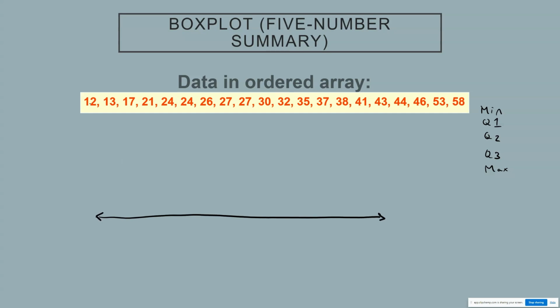And my data set's going to go from 12 to 58. So I'm going to go by 5s. So we'll start 0, 5, 10, 15, 20, 25, 30, 35, 40, 45, 50, 55, and 60. Okay.